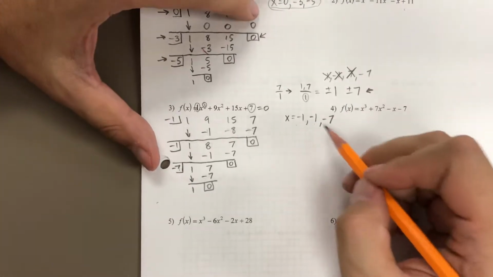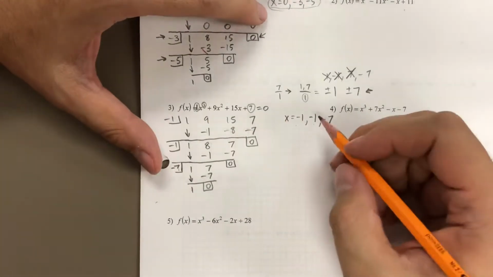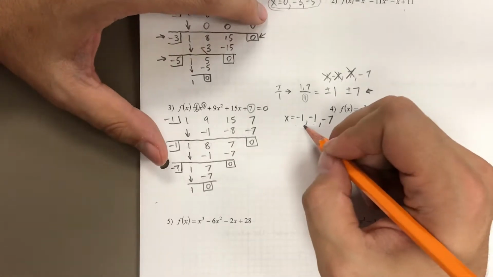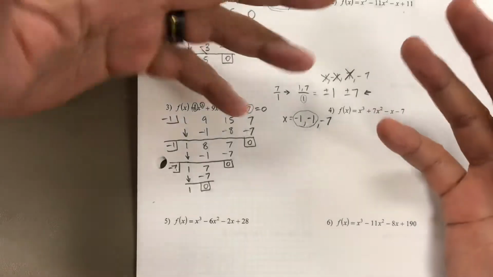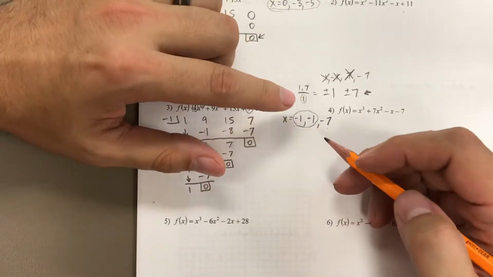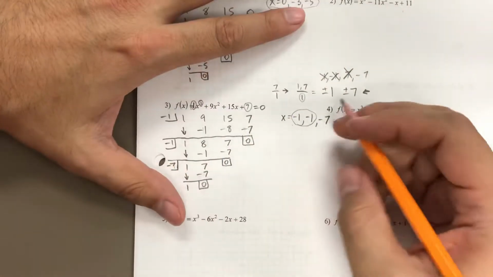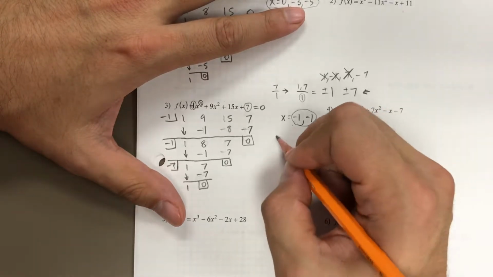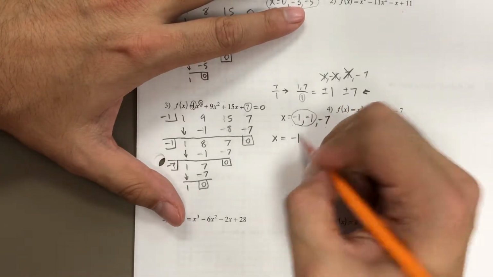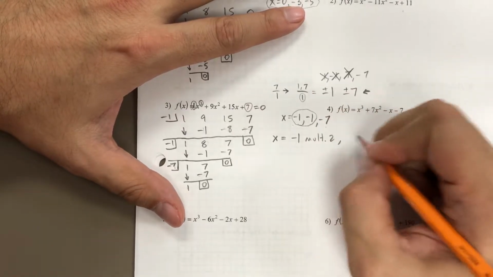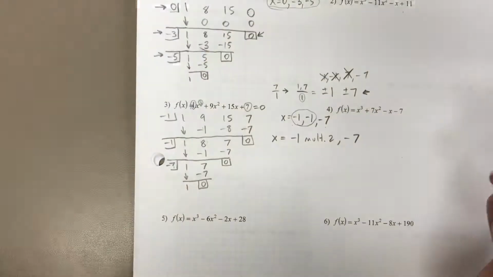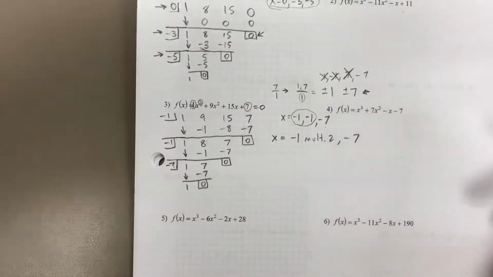Now that's 1, 2, 3 zeros, just like what we predicted, but there's a unique case here, and that's that negative 1 is used twice. What we do is we call that a multiplicity. However many times that negative 1 shows up as a 0, that tells us the multiplicity. So that means that for our solutions, we write it out formally like this. Negative 1 with a multiplicity of 2 because it's used twice, and then also negative 7 is our last 0. So that gives us 1, 2, 3 zeros.